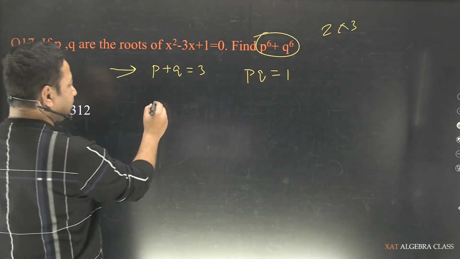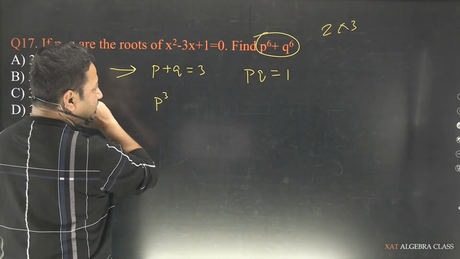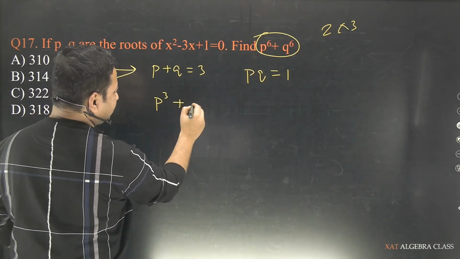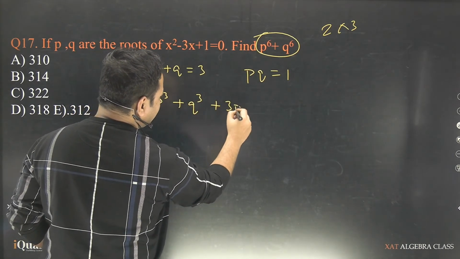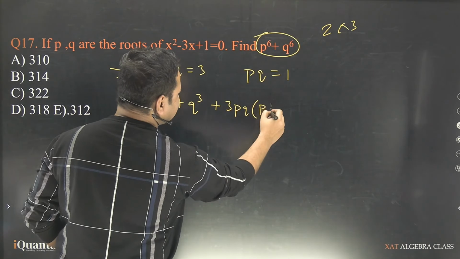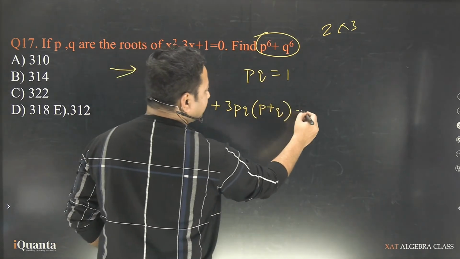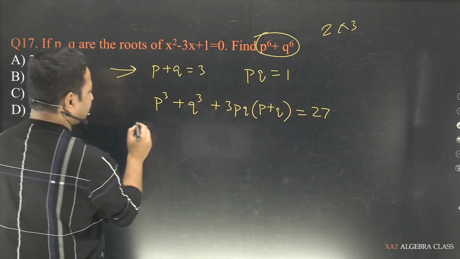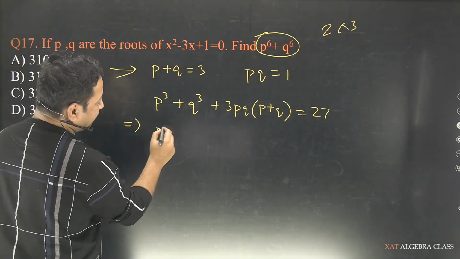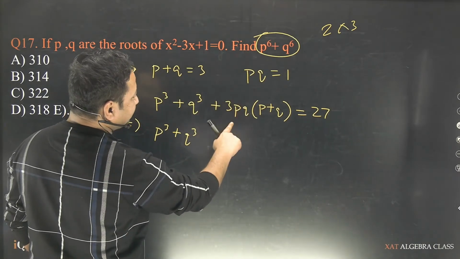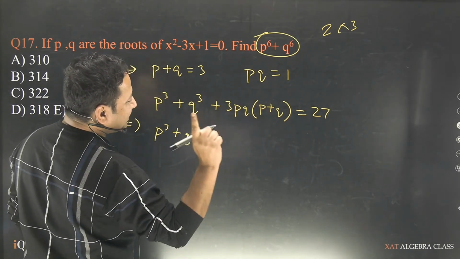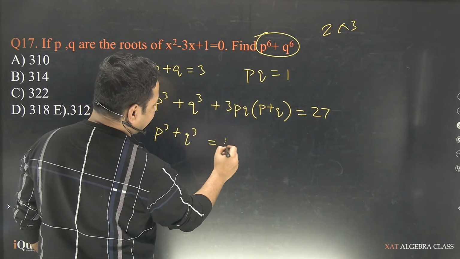P cube plus Q cube plus 3PQ multiplied by P plus Q is equal to 3 cube, that is 27. Which also means that P cube plus Q cube, PQ is 1, P plus Q is 3, I can put it here, 3 into 1 into 3 is how much? 9. So this is equal to 18.